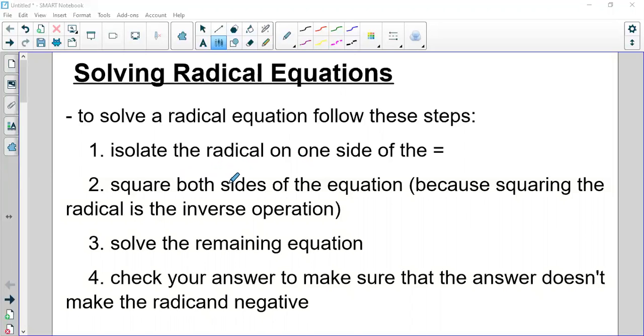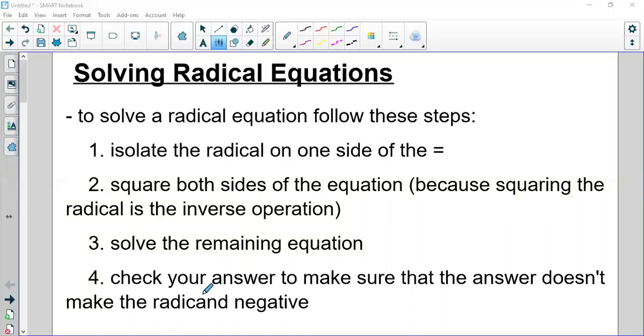You remember in the last lesson or two, squaring a square root eliminates the radical, and all you have left is the radicand. Step three, solve whatever you have left. You're going to have some sort of equation left that might require some steps to solve. Depends on how complicated your equation is. And step four, which will not apply to us here, because all of our equations will have real number solutions, but step four should be to check your answer, to make sure that the answer doesn't make the radicand negative.